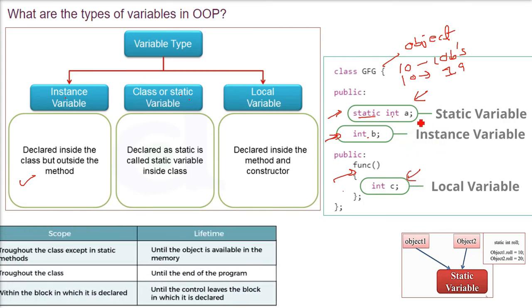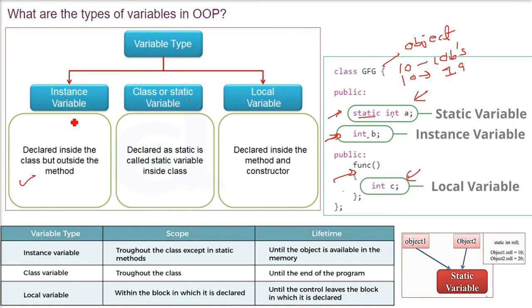Now let us see the more exemplified version. For the instance variable, the lifetime is until the object is available in the memory. Now what is the scope? Throughout this class it will have. Now coming to the class variable, we are talking about the static variable. The static variable will live till the end of the program, and its scope is throughout the class. The instance variable lives only till the object is there. If you destruct the object, the lifetime will be over.